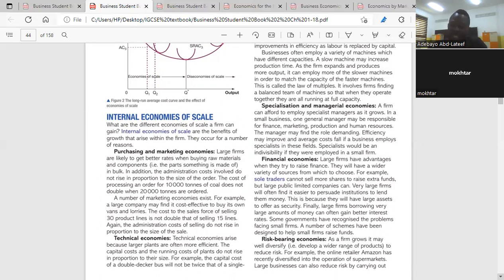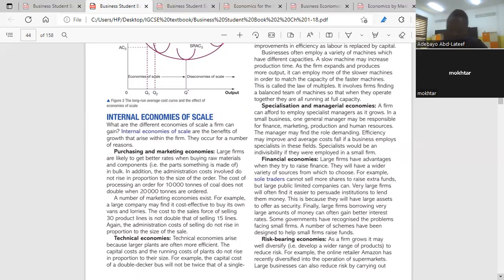Because you are a large business, you will be able to attract specially skilled workers and managers, which will help bring up your production operation and your efficiency. You now have a competitive edge over your competitors. This is what we mean by managerial economies of scale: your ability to attract specially skilled managers because of your expansion, because of how big your business is. That is managerial economies of scale. Is it clear?